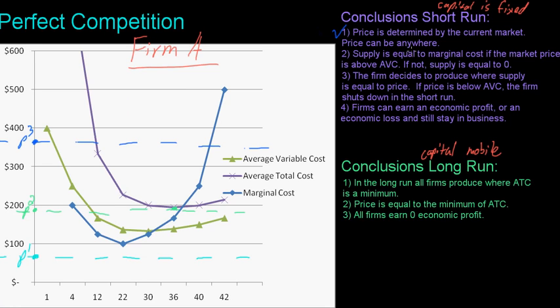So the way I want to explain this is that in the short run, the firm has to stay open. It has to do business. So all it can choose is how much of this do I want to produce? How much quantity do I want to produce?